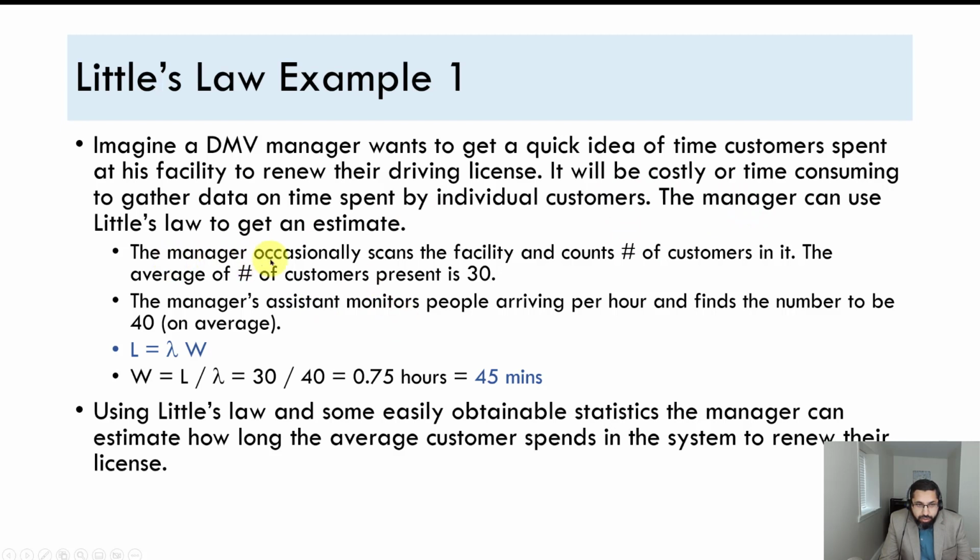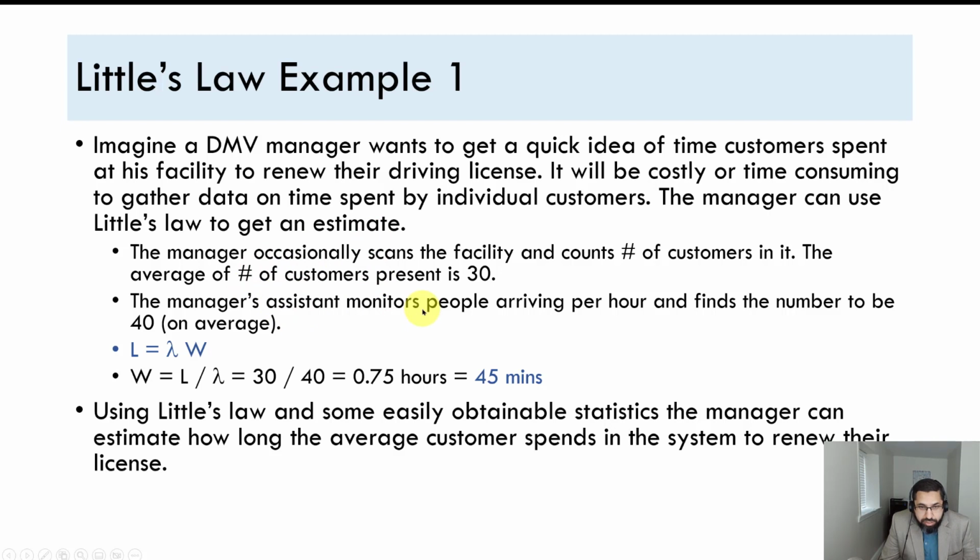Okay? The manager occasionally can scan the facility and count the number of customers in it. So it's fairly easy if you are in the facility to estimate L. L is the number of people in the system, right? Because you can just do a count a few times a day, or once or twice a day, right? And then you can just average it out to get an average value of L.